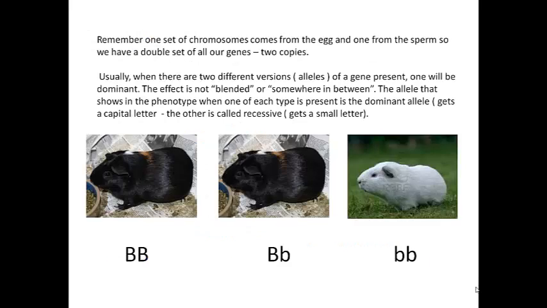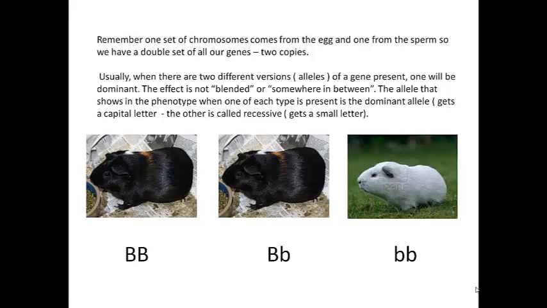So remember, one set of chromosomes in any organism comes from the egg and one from the sperm. So we've all got a double set of chromosomes in our genes, 2 copies of every gene. Usually when there are 2 different versions, alleles, of a gene, one will be dominant. If you've got one of each allele, the effect isn't usually blended or somewhere in the middle. It's one thing or the other. The allele that shows in the phenotype when one of each type is present is the dominant allele, and we give that one the capital letter.